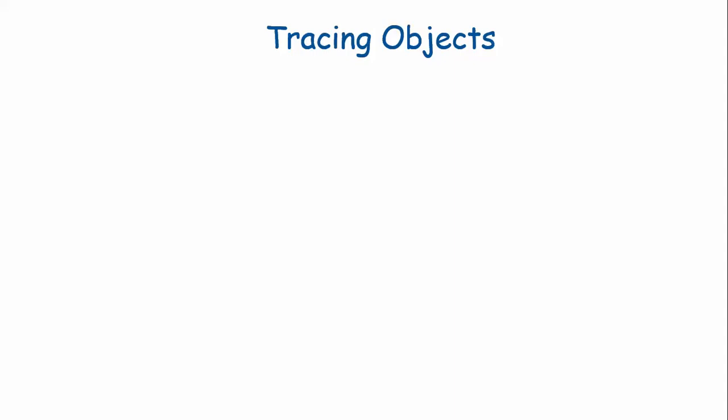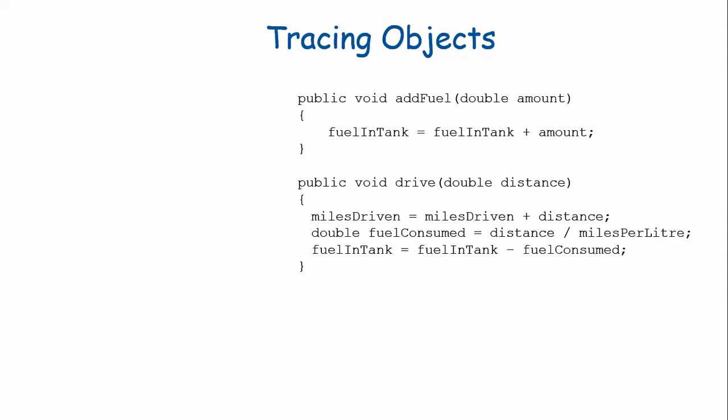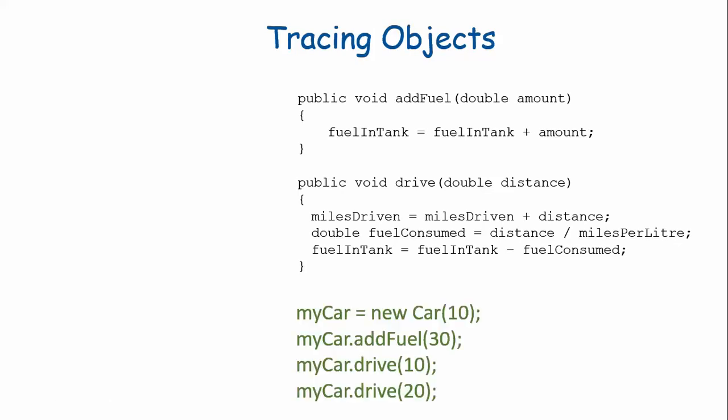Now that you have learned how to implement different methods, let me introduce you to a technique called object tracing, which helps you understand what a method implementation does. Let's say we have a couple of methods which do some work that you may not understand so easily. Here is what you do. Pick some scenarios that exercise these methods.